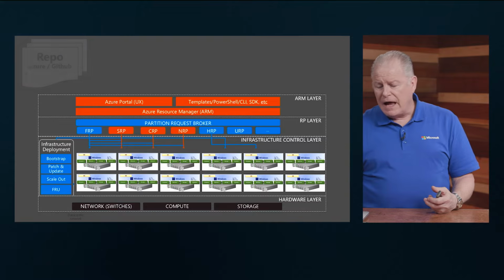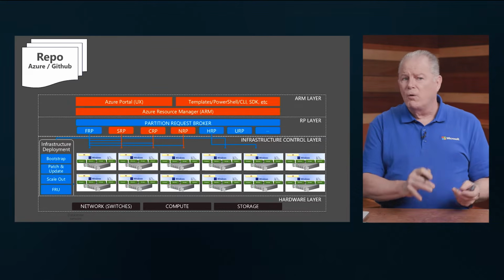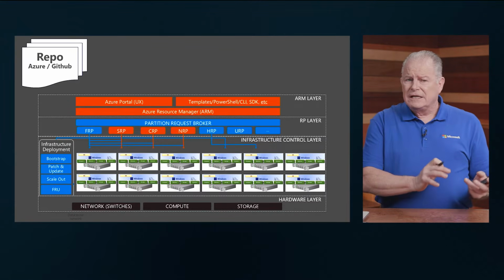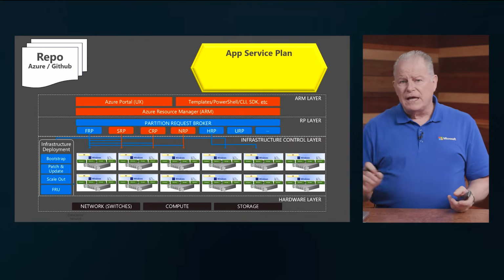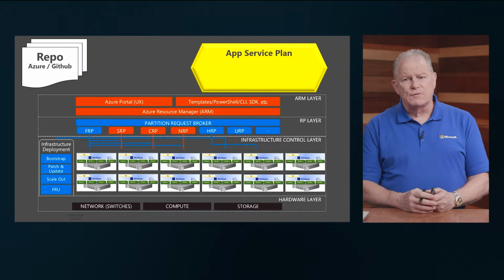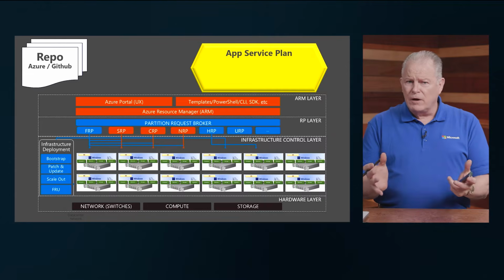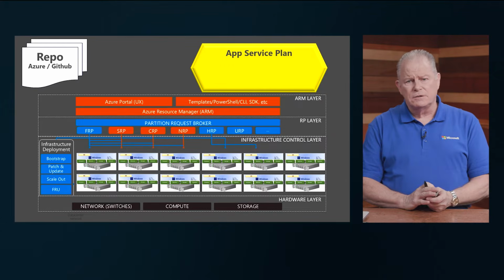And so what you now have is we're going to take a look at your repo where your application lives. You're going to then be able to deploy that application into this thing called an app service plan. We're going to go in and create one, and then we're going to come back to the content here in just a few minutes.